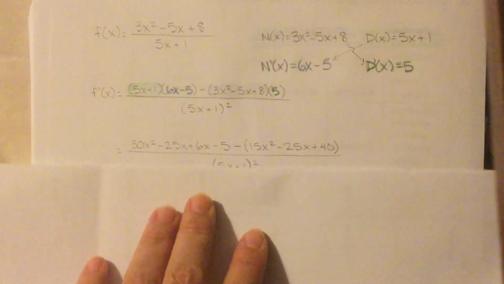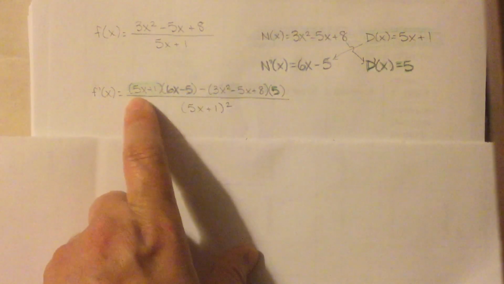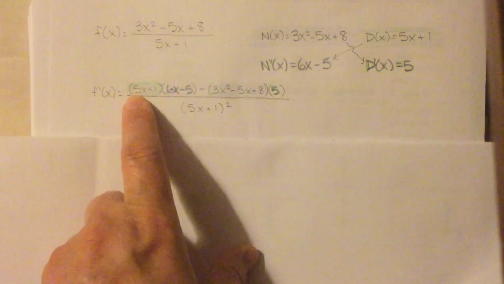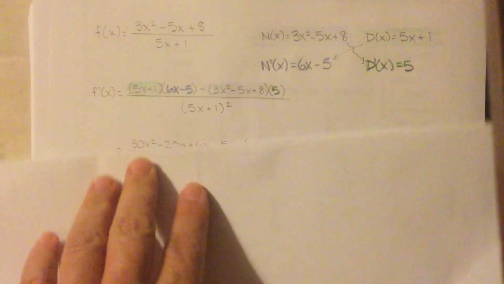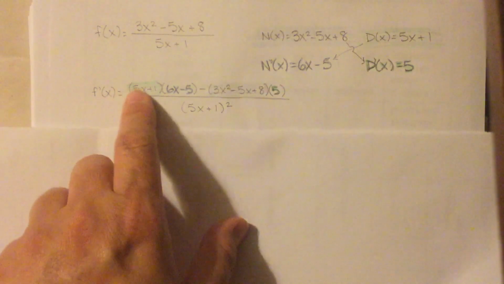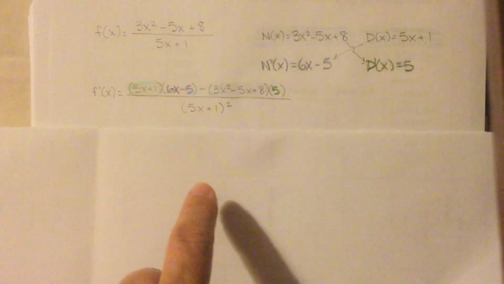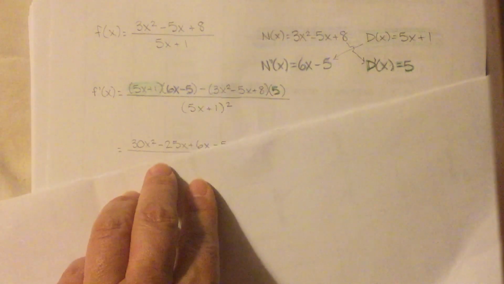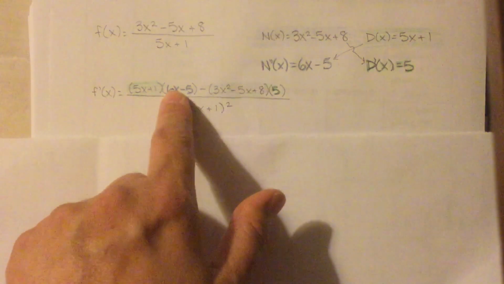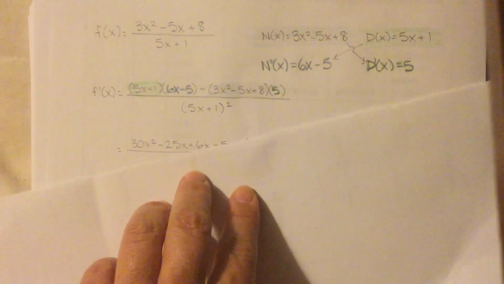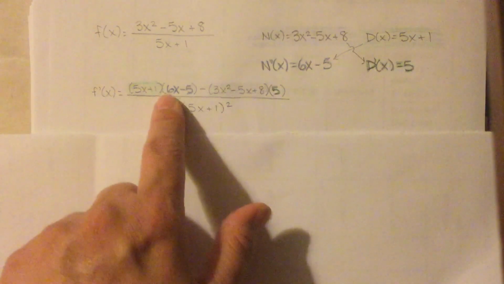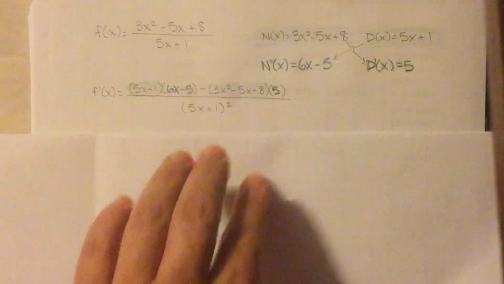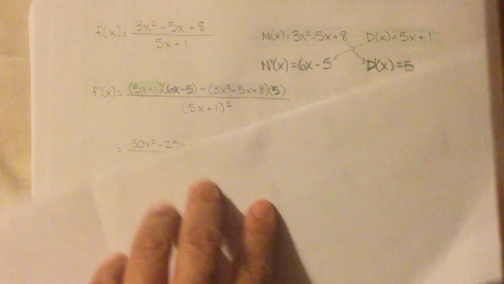Now the rest of this is just going to be stuff from college algebra and before college algebra, actually. So the first thing I'm going to do is FOIL. First is 5x times 6x, which gives me 30x squared. Outer, 5x times negative 5, which gives me negative 25x. Inner, 1 times 6x, which gives me 6x. And last, 1 times negative 5, which gives me negative 5.